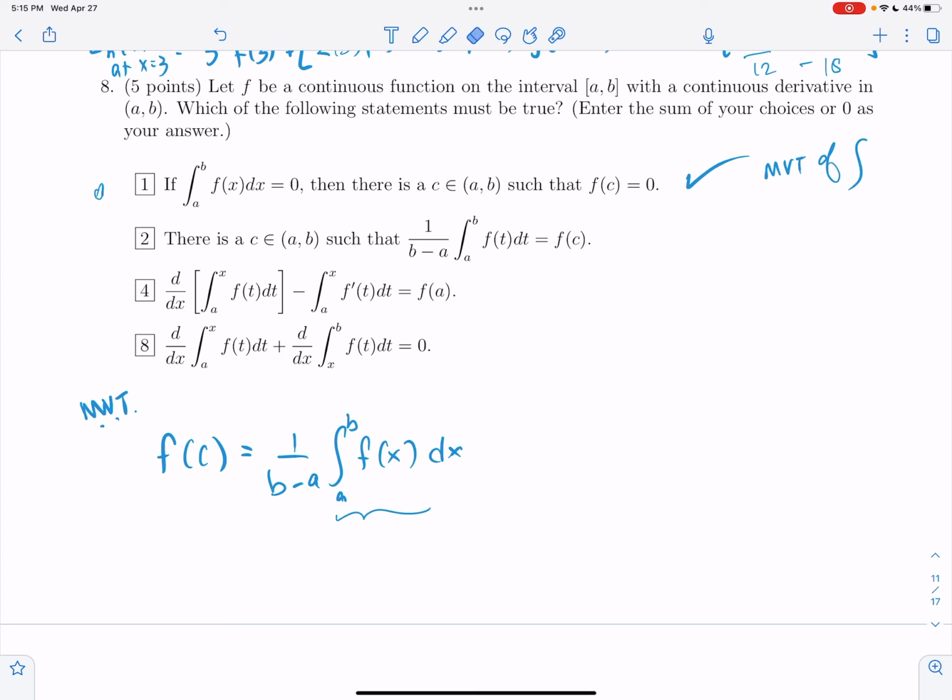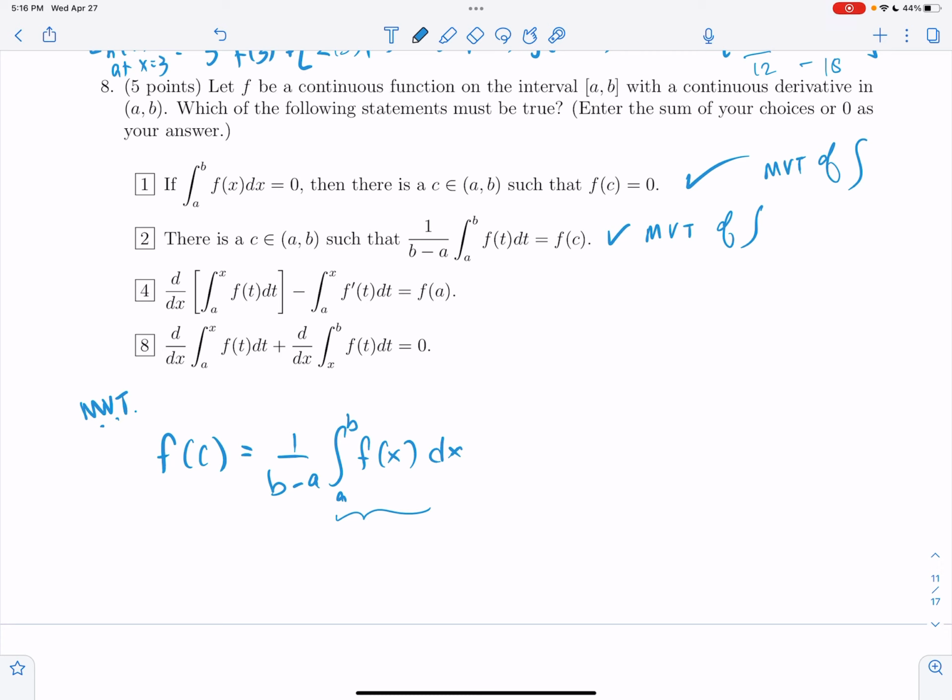Okay, part 2. Is there a c where f of c equals 1 over b minus a times the integral from a to b of f of t dt? Yes, exactly the same thing by the mean value theorem of integration.